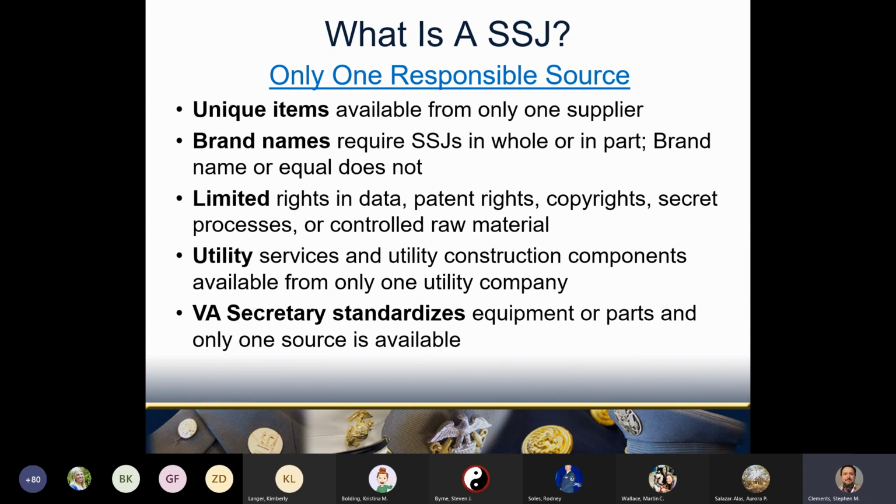And finally, if the VA secretary determines that all VAs will use only one kind of item to meet a need and only one vendor supplies that item, that's an acceptable justification too. I haven't personally seen that one happen, but it is an authority the head of an agency has, and if y'all have any examples, please let me know.